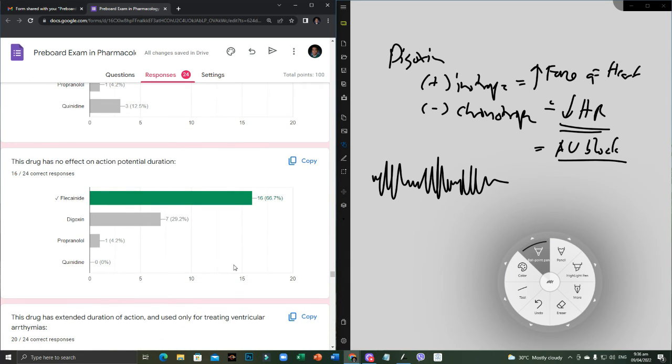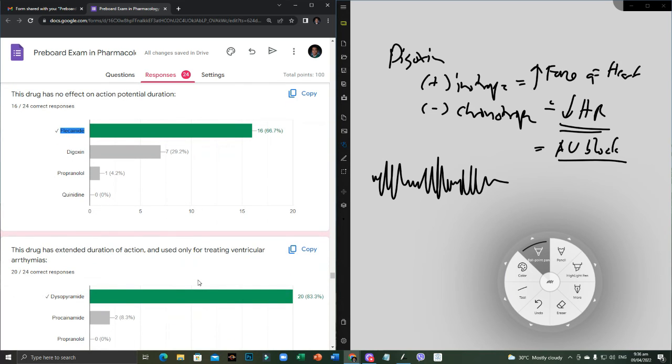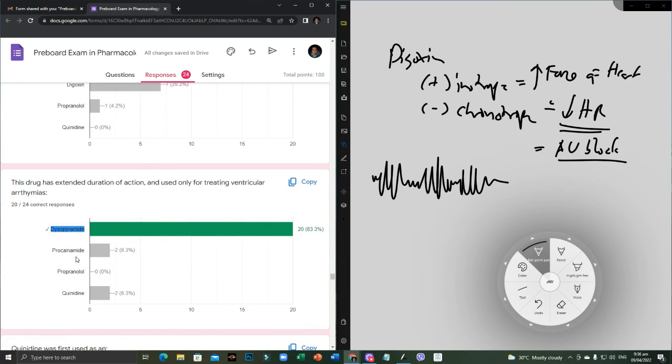This drug has no effect on action potential duration. So very good, that's flecainide. Okay, so this drug has extended duration of action and is used only for treating ventricular arrhythmias, and that's disopyramide.